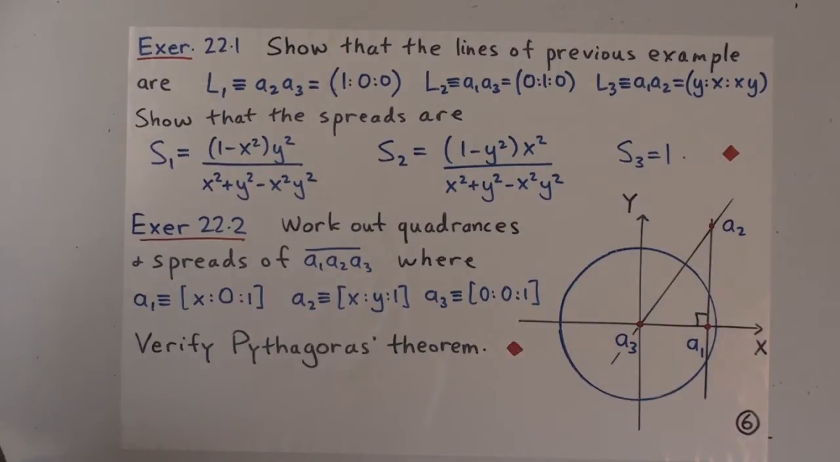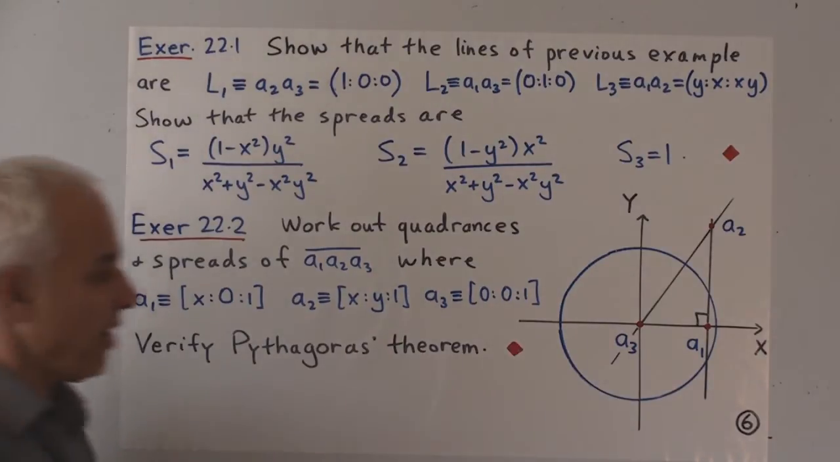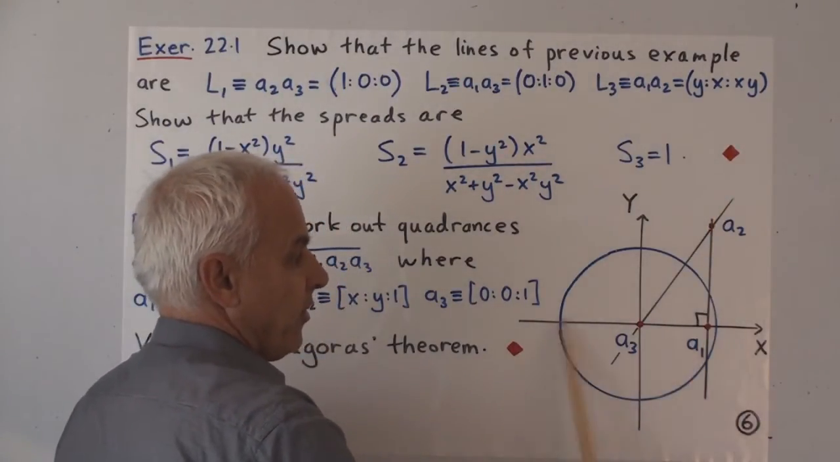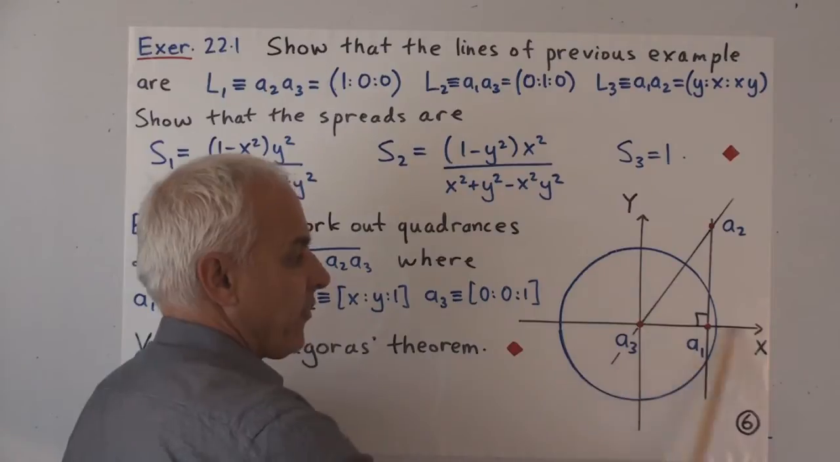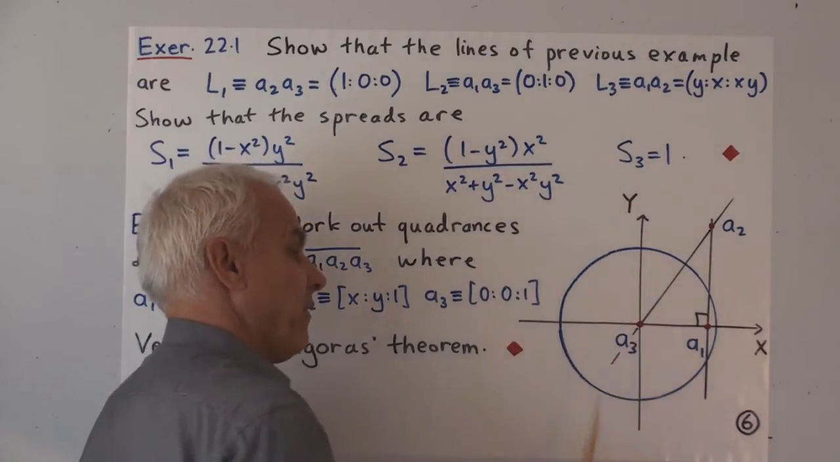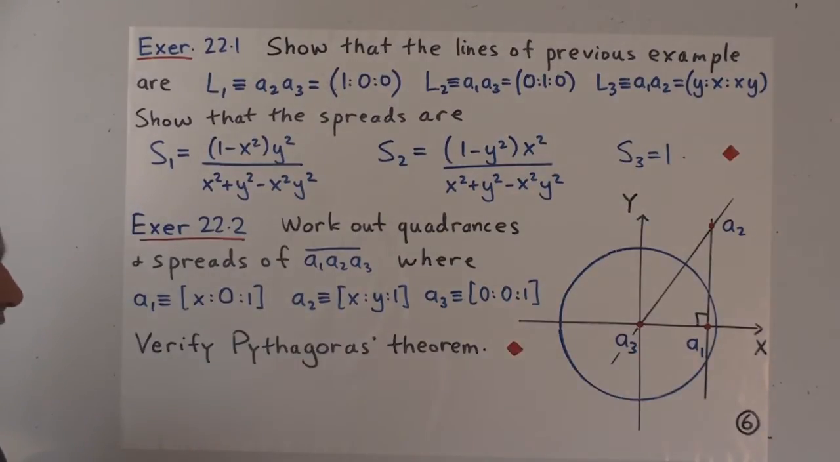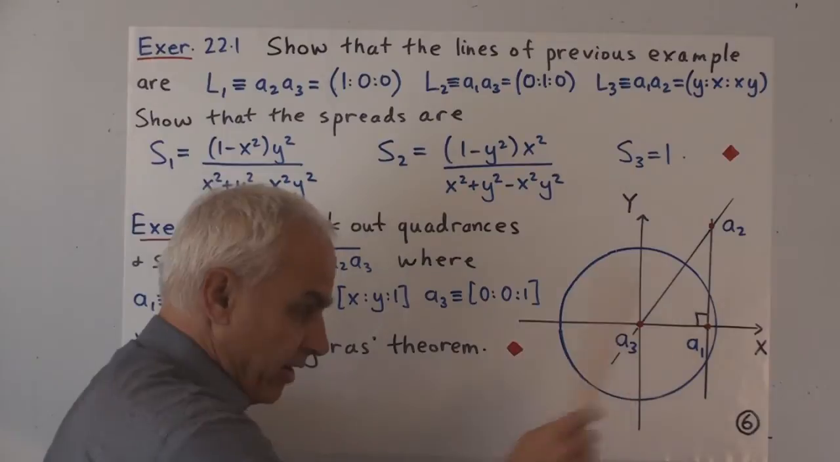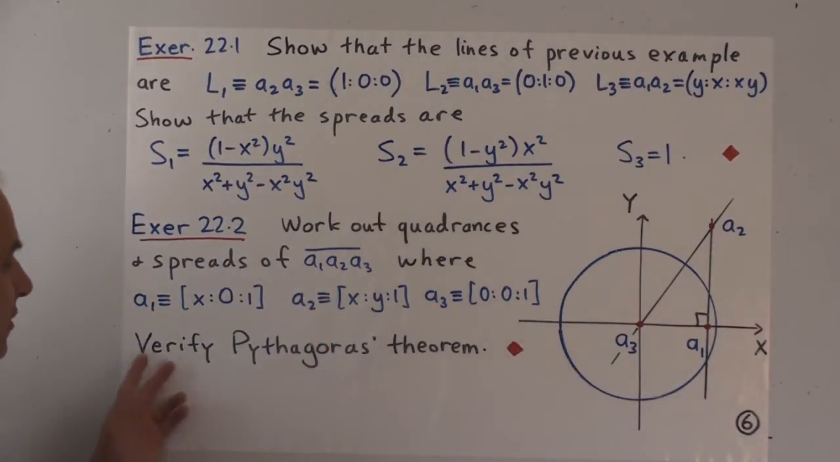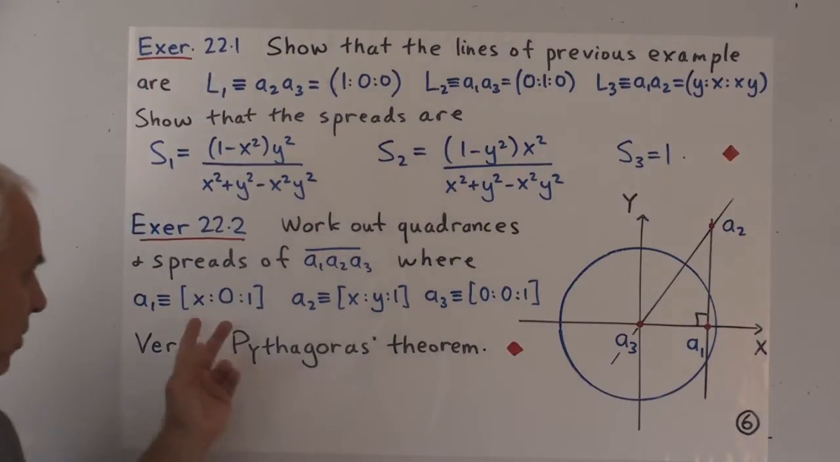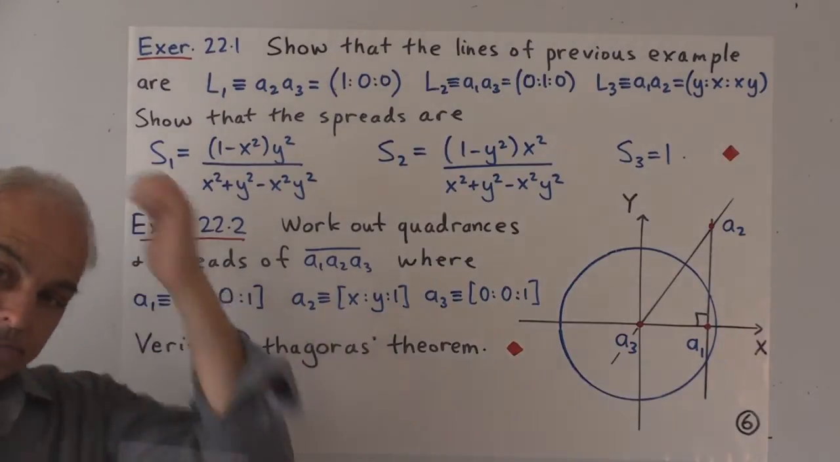Now this is also a right triangle because, again, this line here actually goes through the dual of this line here, which is the point at infinity in that direction. But you can work out all the quadrants and spreads of this triangle using the formulas. Convince yourself that this really is a spread of 1 right here. And you can verify Pythagoras' theorem. Check that it works, no matter what x and y are.